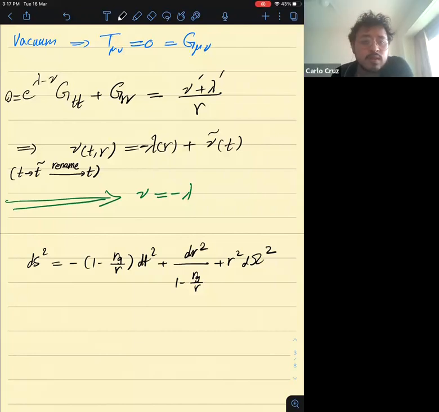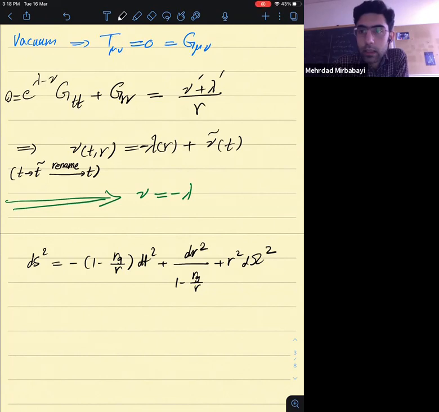Professor, in this metric that you write, again we have a singularity. So in this procedure of changing variables, we have to write another transformation, choose another coordinates to make the metric without the singularity or not? Yes, this metric has a singularity at r equals rg.